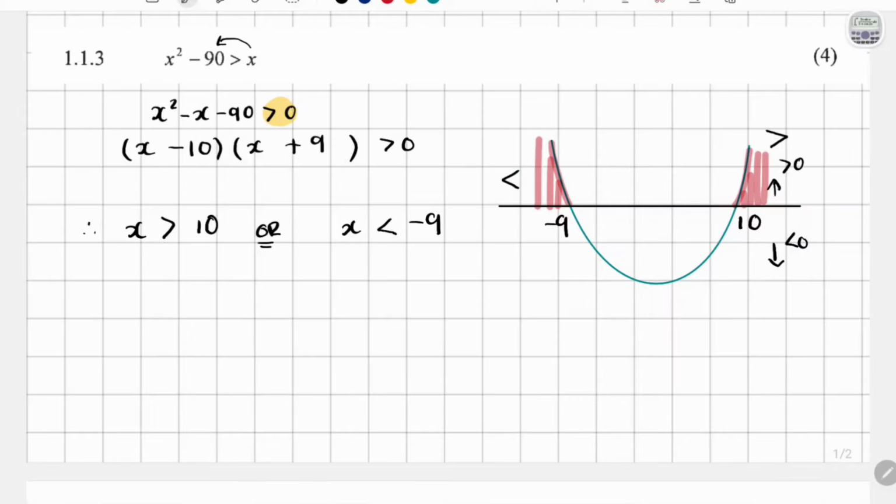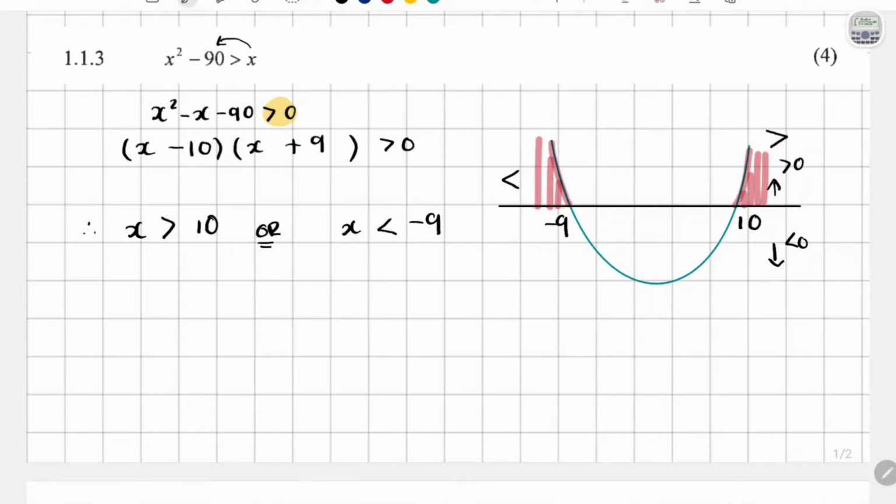Lastly, just check if there is any relation. What I mean by relation is, are these values related? Are they pointing towards each other? As you can see, this one is pointing to the left, that one is pointing to the right. They are pointing in complete opposite directions. They're not pointing towards each other, so we can leave the answer like that. We don't have to write it together, okay? This is not that case. So you leave the answer like that because they're not related.